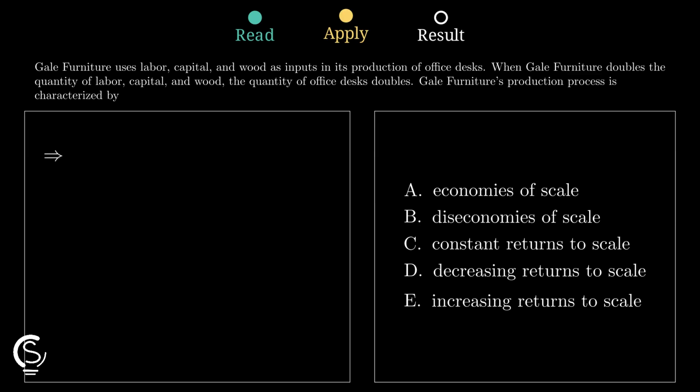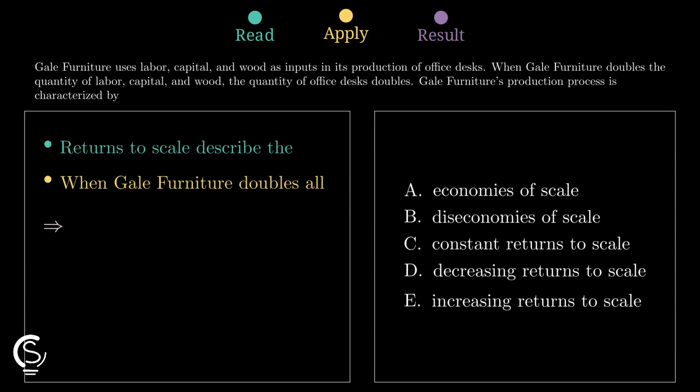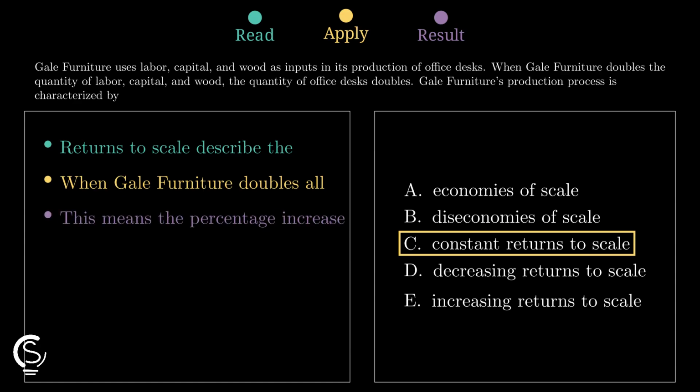When Gale Furniture doubles all of its inputs like labor and capital, the problem states that the total quantity of office desks doubles as well. This is a perfect 1-to-1 ratio. The percentage increase in output equals the percentage increase in inputs. This relationship defines constant returns to scale, making option C the correct choice.